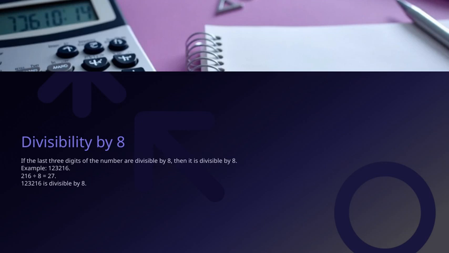This rule is really useful because it simplifies the process. Rather than dividing the entire number, we only need to check the last 3 digits. It connects to our overall theme of understanding simple divisibility rules that help us quickly determine factors of larger numbers.